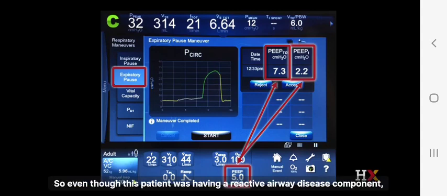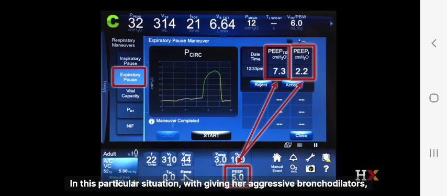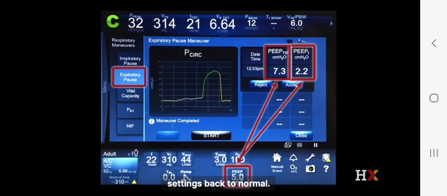So even though this patient was having a reactive airways disease component, we were able to treat her appropriately in this particular situation with giving her aggressive bronchodilators. We were able to get her settled out and get her ventilator settings back to normal.